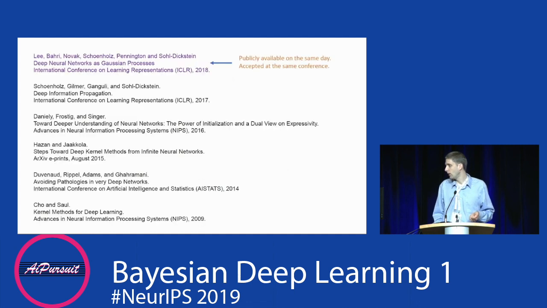OK. So we're not the first people to think in this area. In particular, Cho and Saul, back in 2009, came out with this kernel with a different motivation. And there's a bunch of really interesting work that came before. And then publicly available on the same day and accepted at the same conference was this Deep Neural Networks as Gaussian Processes paper. So I think you can't get really more simultaneous than that. And that's a good paper. I would encourage you to check that out as well.